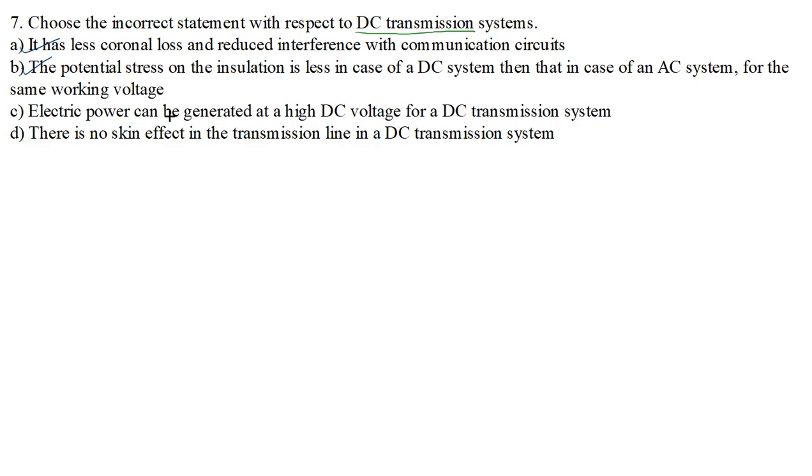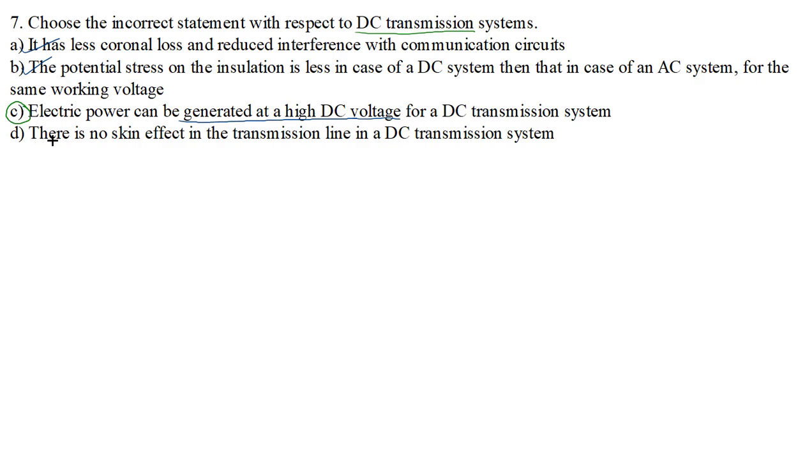Option C: electrical power can be generated at high DC voltage for DC transmission. Here what is written is that we can generate high DC voltage, which is not true. We cannot generate high DC voltage. It is always better to generate high AC voltage because of the commutation problem. Therefore we cannot generate high DC voltage, so the wrong statement is this. The correct option for this question will be option C.